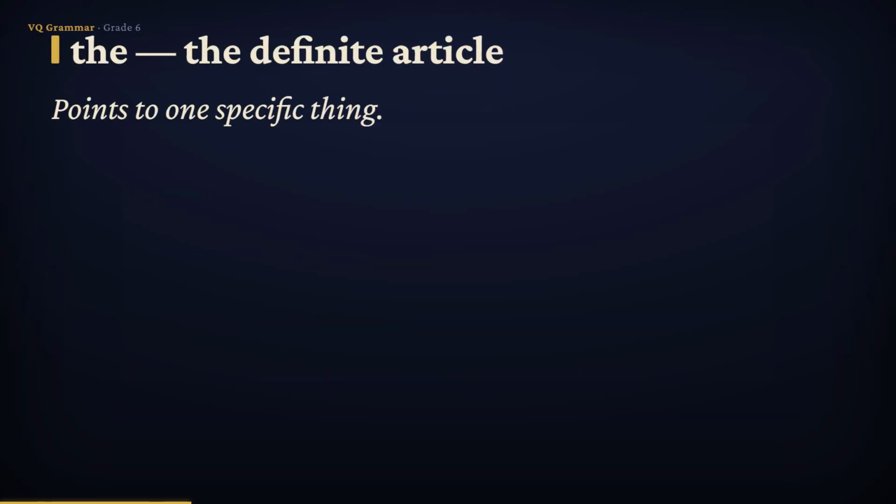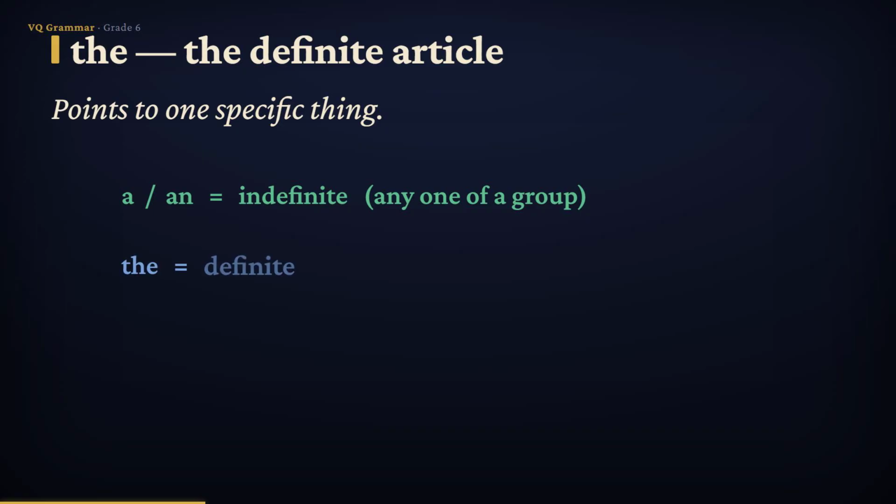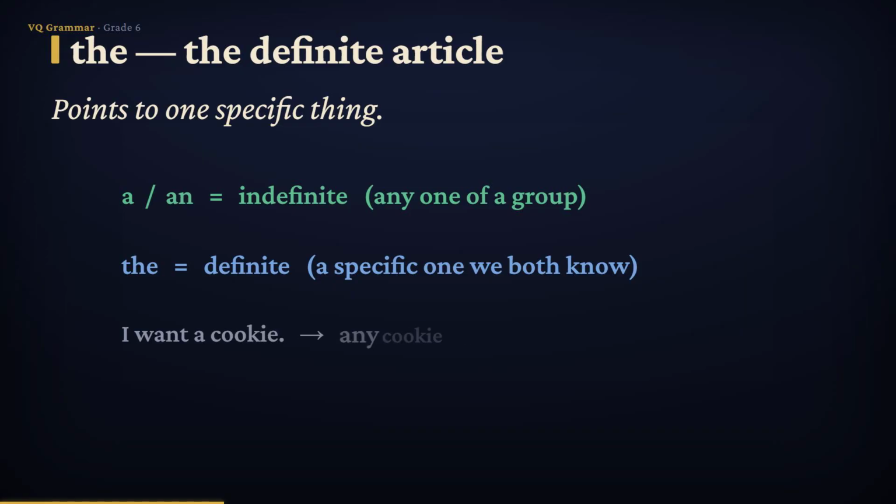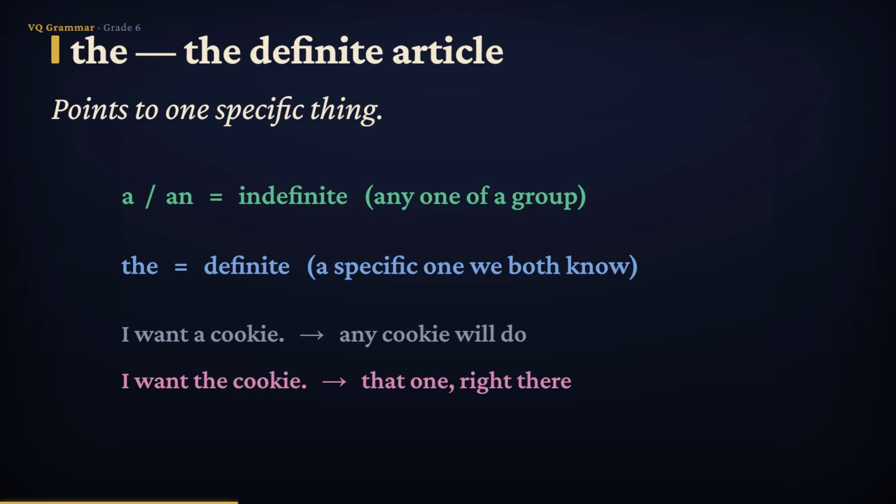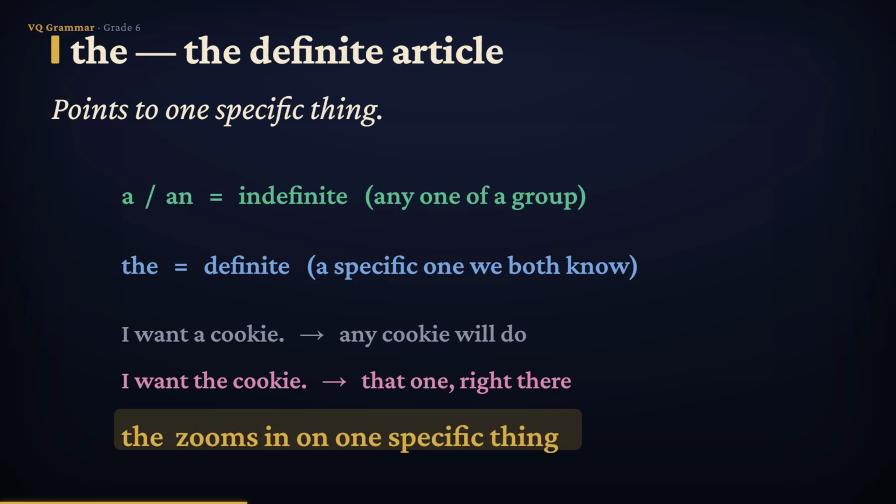That leaves the. While a and an are called indefinite, meaning any one member of a group, the is called definite because it points to one specific thing that we both already have in mind. Listen to the difference. If I say, I want a cookie, then any cookie will do. But if I say, I want the cookie, now I mean one particular cookie. That one, right there. See how it zooms in? The word the tells your listener, you know exactly which one I mean.